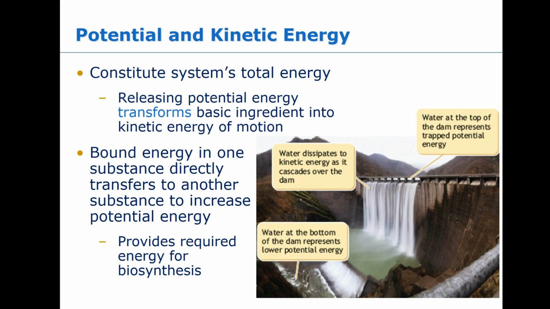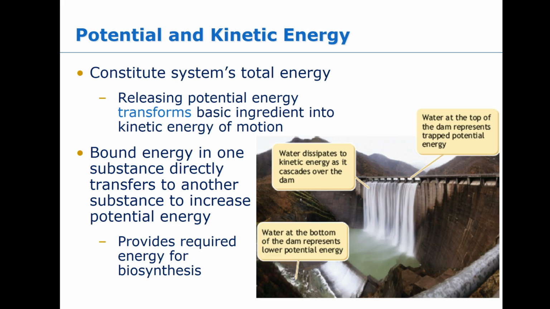If you look at the picture here of the waterfall going over the dam, you can see that the water at the top of the dam represents that trapped potential energy, and when the water begins to fall over the dam, it turns into kinetic energy as it does that cascading effect. And then the water at the bottom of the dam represents that lower potential energy. This also shows a scientific point that things of a higher gradient tend to flow to where there's a lower potential gradient.